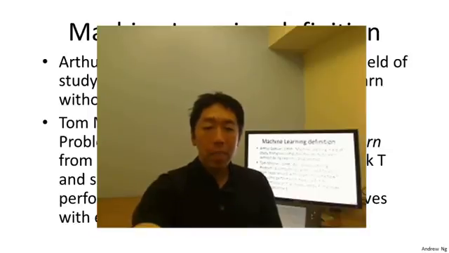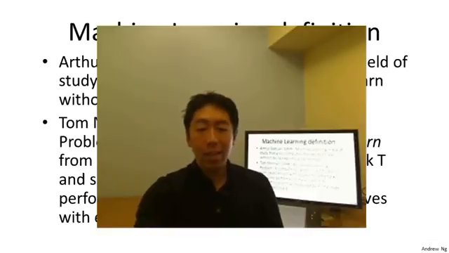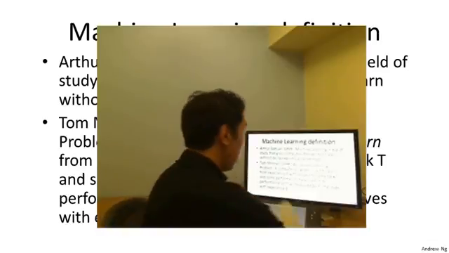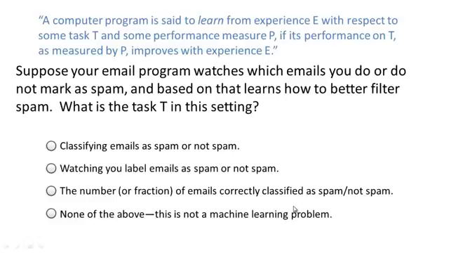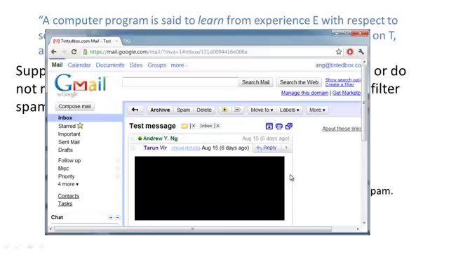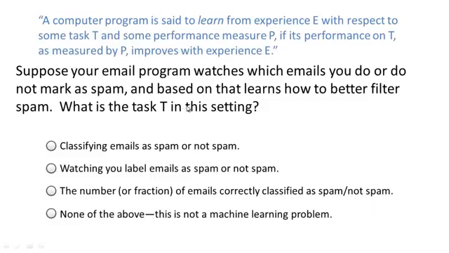Throughout these videos, besides me trying to teach you stuff, I'll occasionally ask you a question to make sure you understand the content. Here's one. On top is a definition of machine learning by Tom Mitchell. Let's say your email program watches which emails you do or do not flag as spam. So in an email client like this, you might click this spam button to report some email as spam, but not other emails. And based on which emails you mark as spam, say your email program learns how to better filter spam email. What is the task T in this setting?